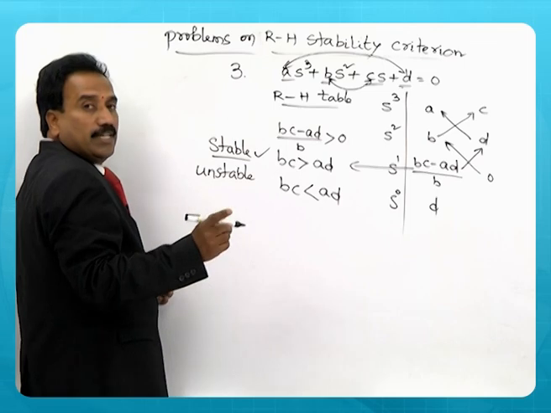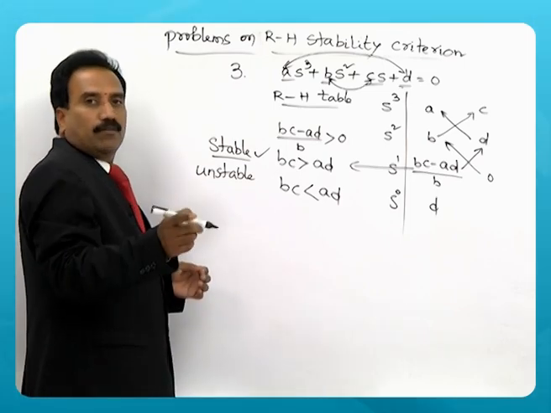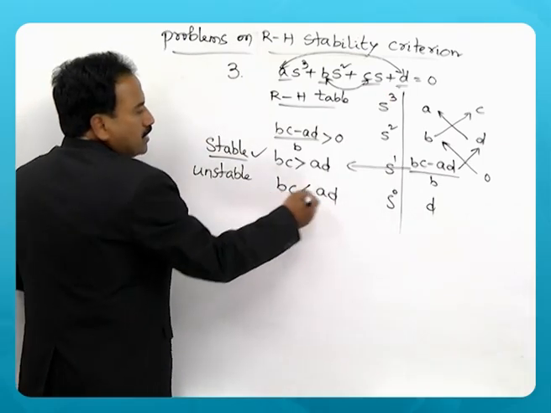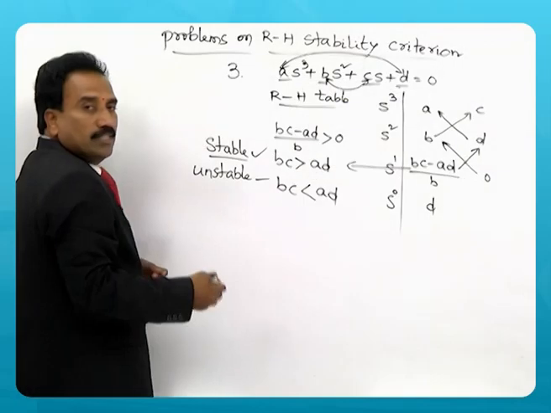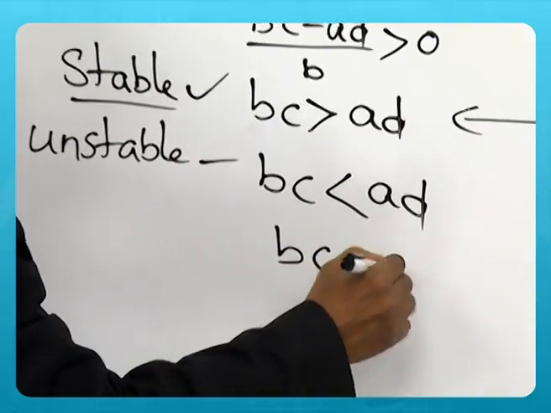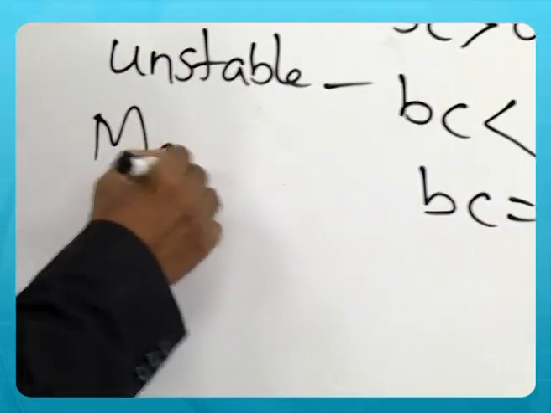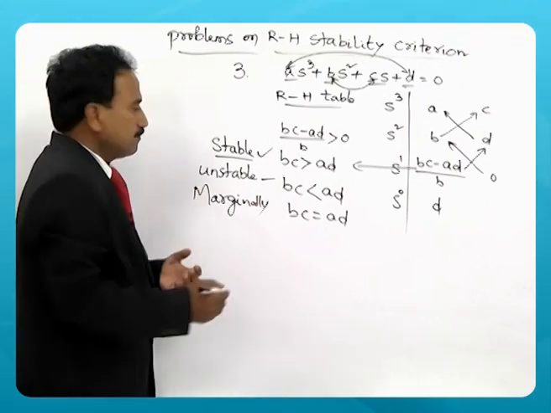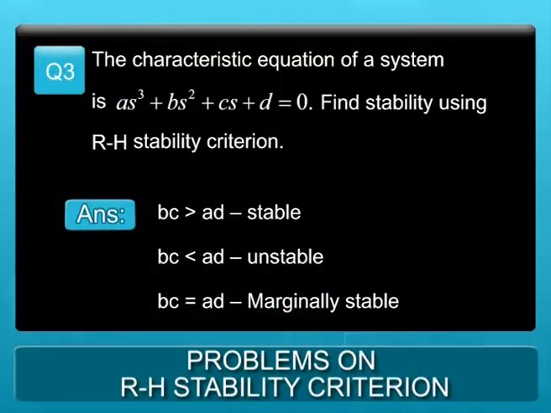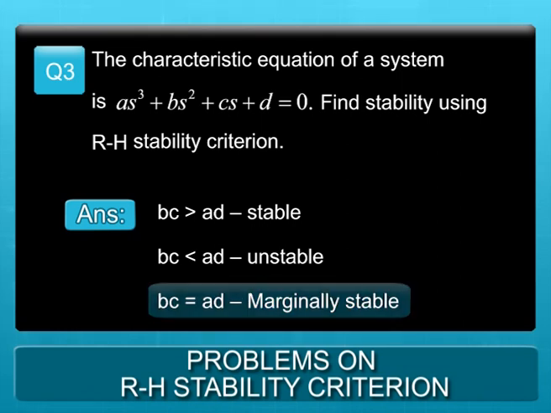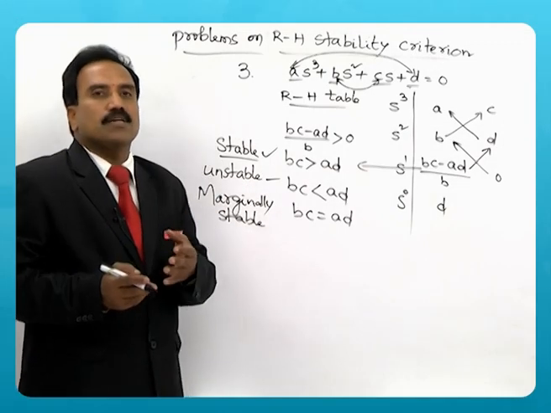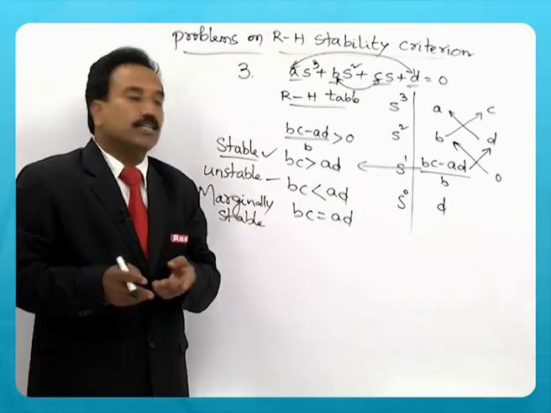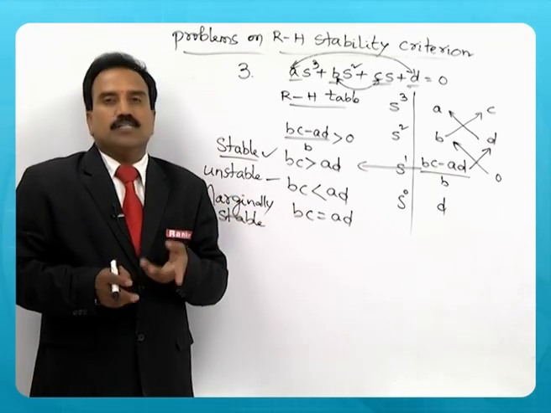Means you will definitely get some roots lying in the right half. That means there will be some sign changes in the first column. So if bc is less than ad, we say it is an unstable system, and if bc is equal to ad, it is marginally stable, means at the verge of instability. So bc equal to ad is a marginally or critically stable system. Let us see some examples of third order system where by looking at the equation itself, you can say whether the system is stable or unstable.